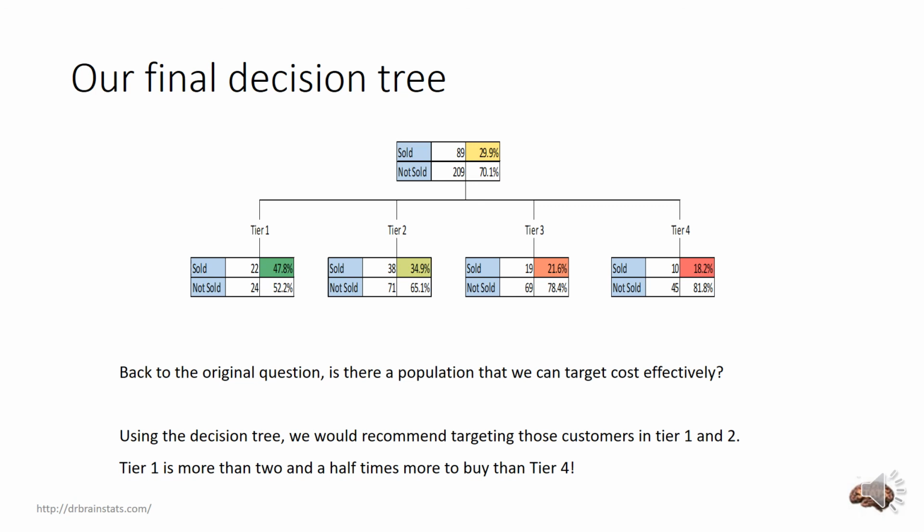So now we'll go back to the original question. Is there a population where we can target cost effectively? Using the decision tree, we would recommend targeting those customers in Tier 1 and 2. Tier 1 is more than 2.5 times more likely to buy than Tier 4.